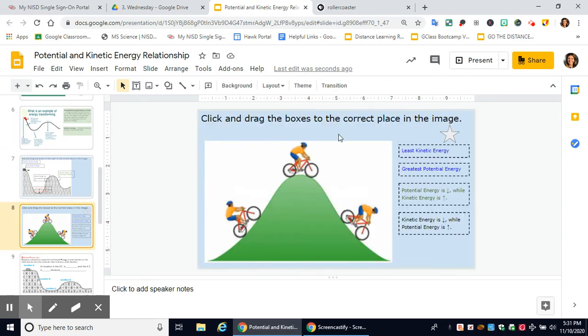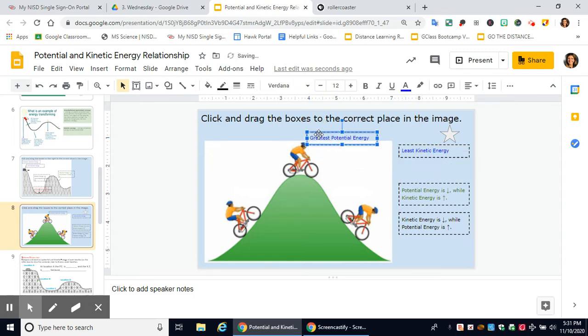Let's drag and drop the boxes to the correct place in the image. This was a former STAR test connection question. So when I look at an image, I like to point out where do I have the greatest potential energy and the least kinetic. So that's going to be your highest point. I always just like to start with that. So we have the greatest potential, so that means least kinetic.